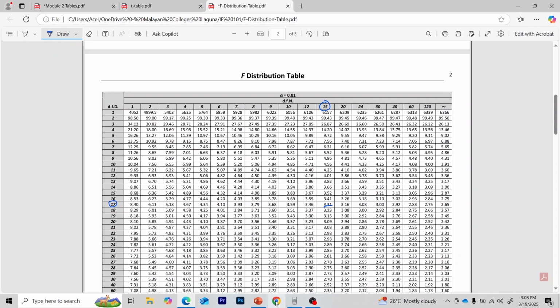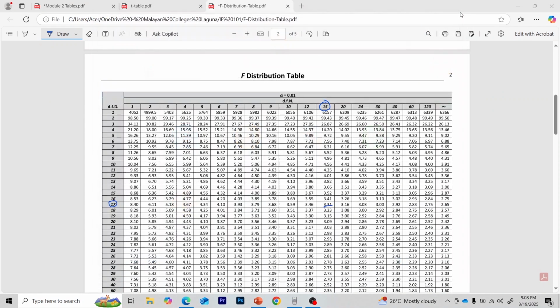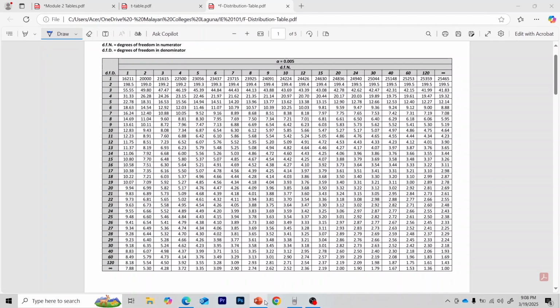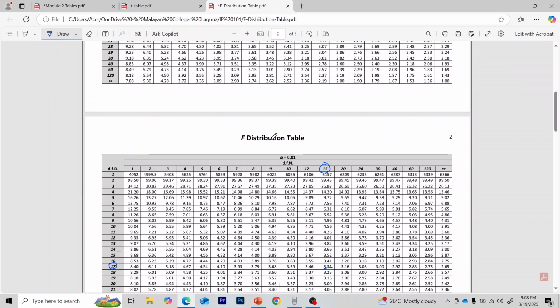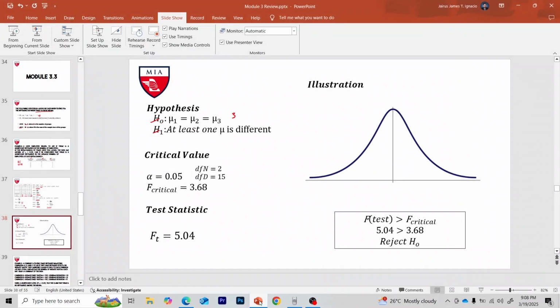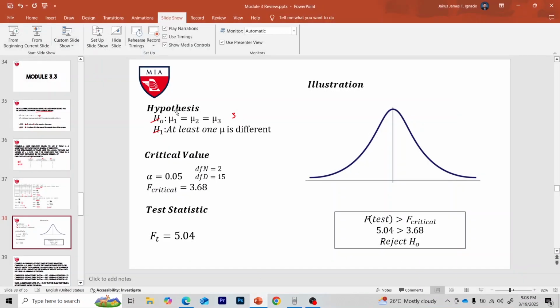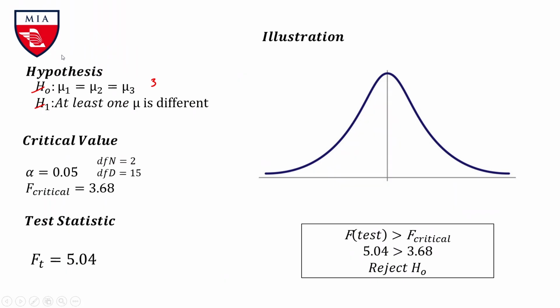So in the F distribution table, what is our alpha? Our alpha is 0.05, so let's look at 0.05. Our DFN is 2, and our DFD is 15. So DFN is 2, DFD is 15, and we have 3.68. Therefore, our F critical value is equal to 3.68.